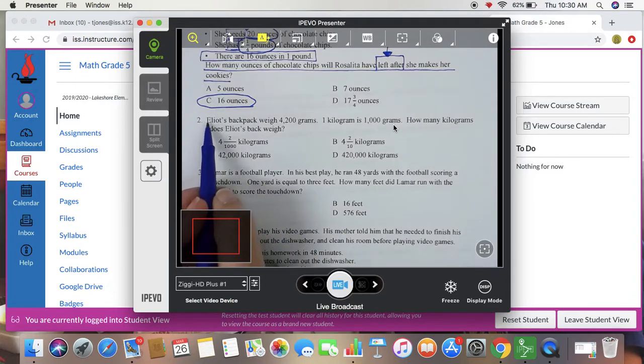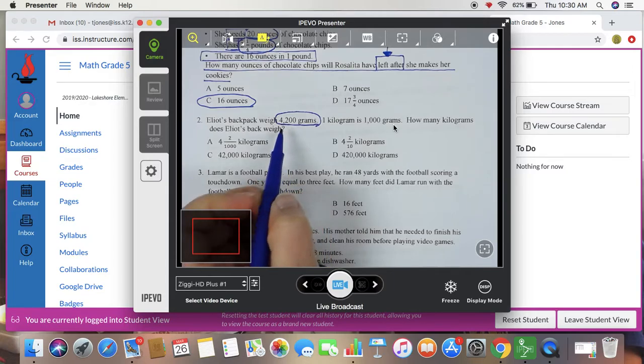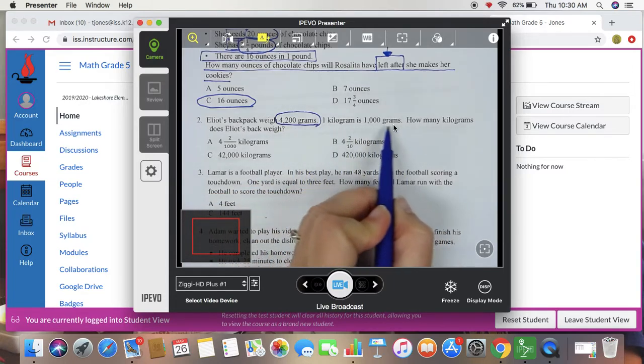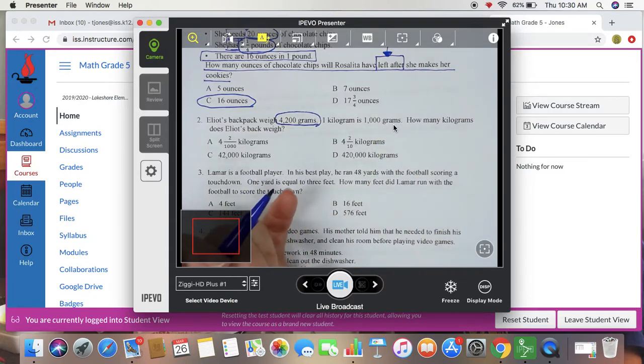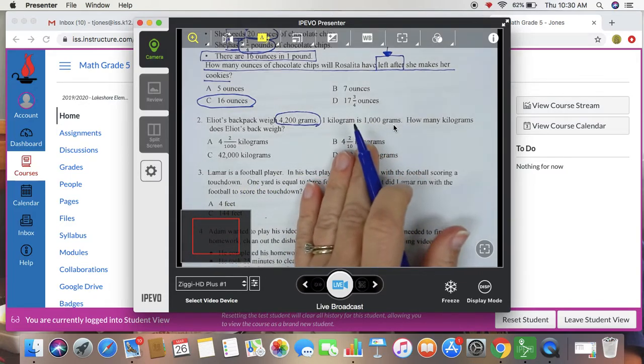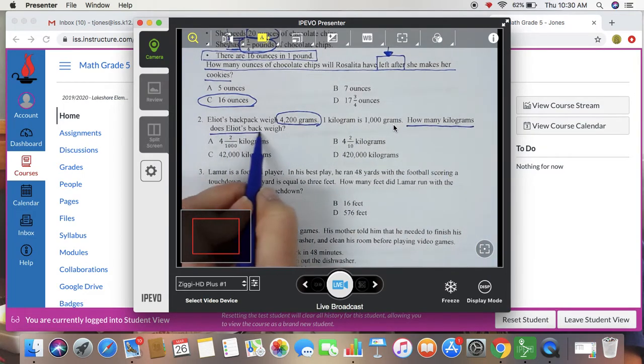All right, so Elliot's backpack weighs 4,200 grams. Circle the numbers. I'm not going to circle these because that's a conversion and they're not numbers I need for solving this as part of the question. They're information that I'm going to use for computation. How many kilograms does Elliot's, this should say backpack, weigh?